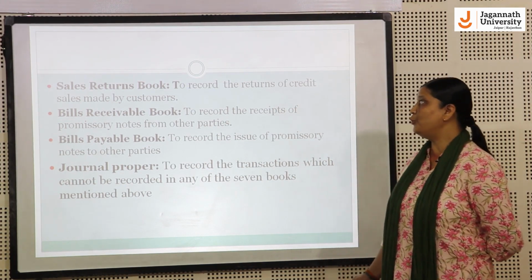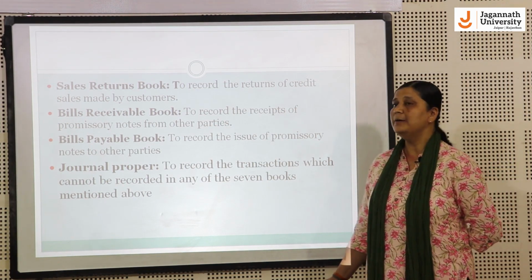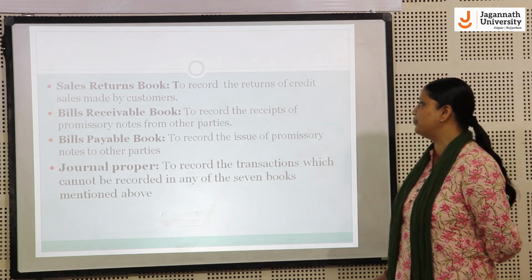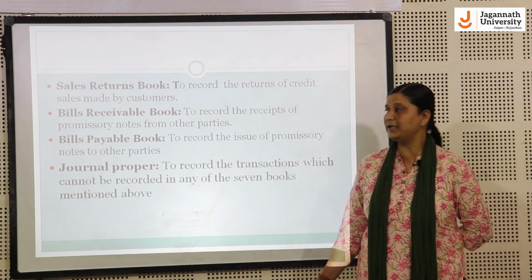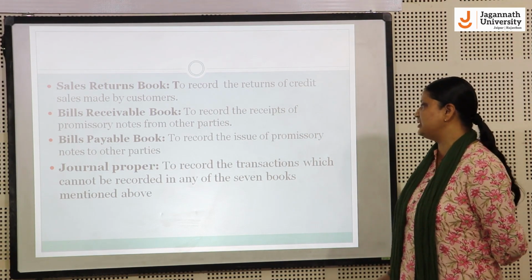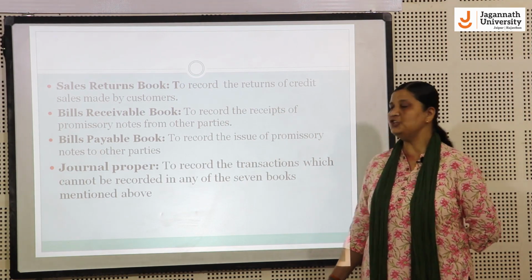Then bills receivable book to record the receipts of promissory notes from other parties. Bills payable book to record the issues of promissory notes to other parties. And the last one is the journal proper. It is used to record the transactions which cannot be recorded in any of the 7 books mentioned above.